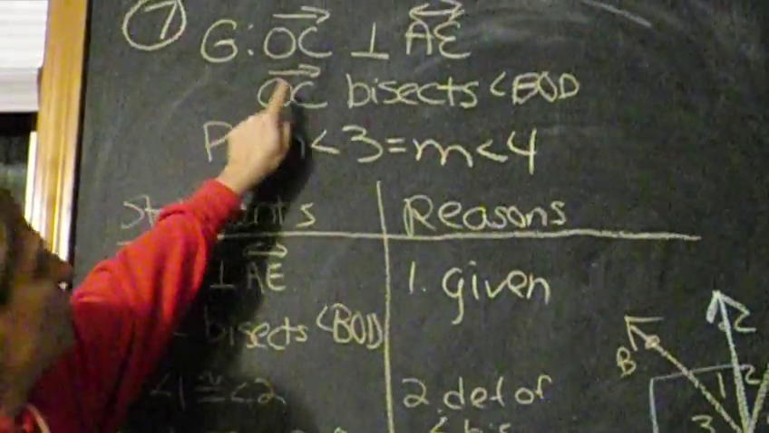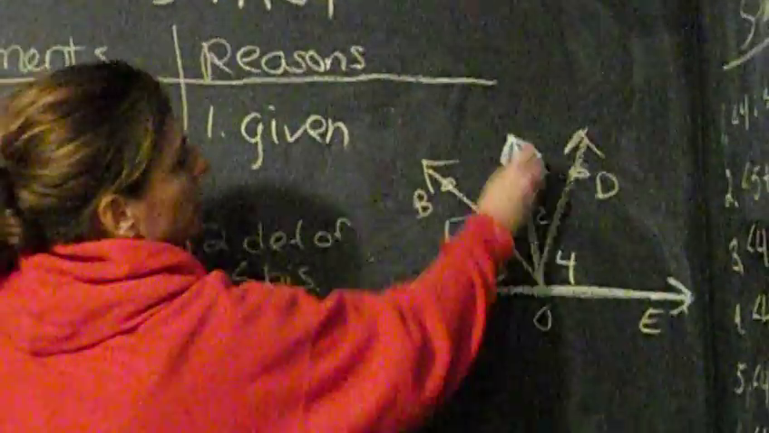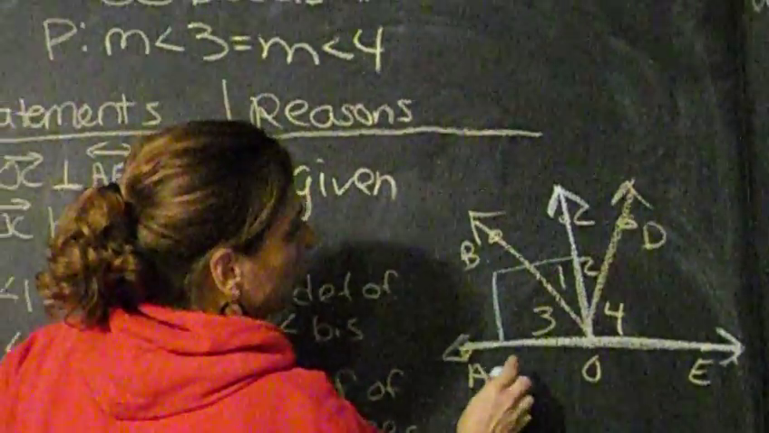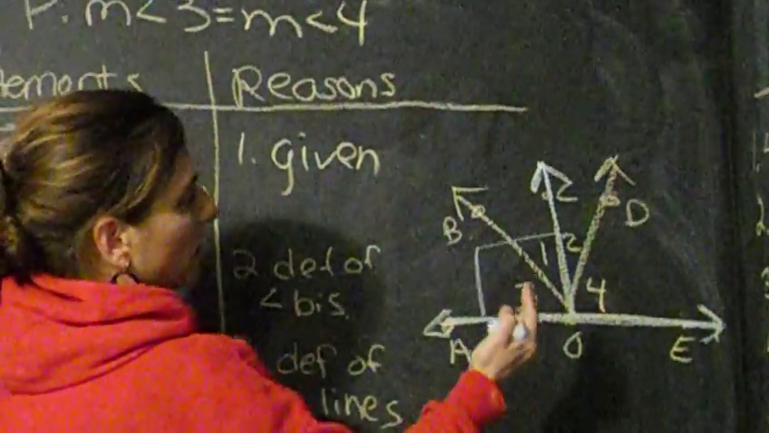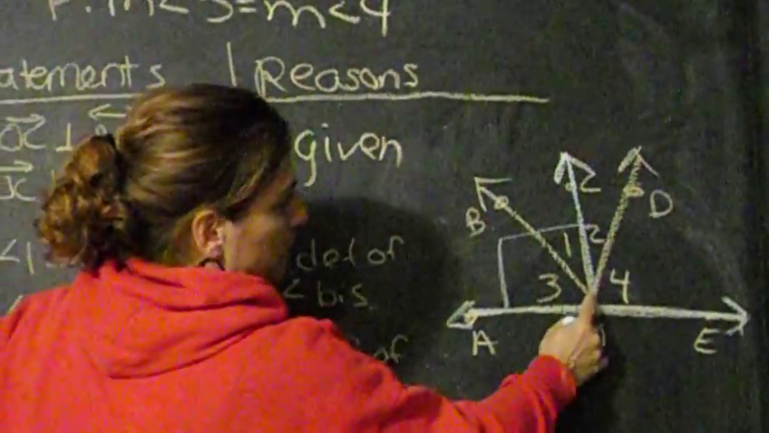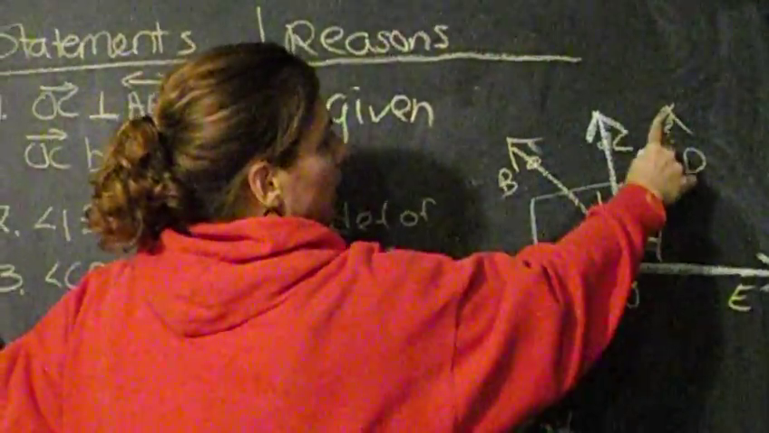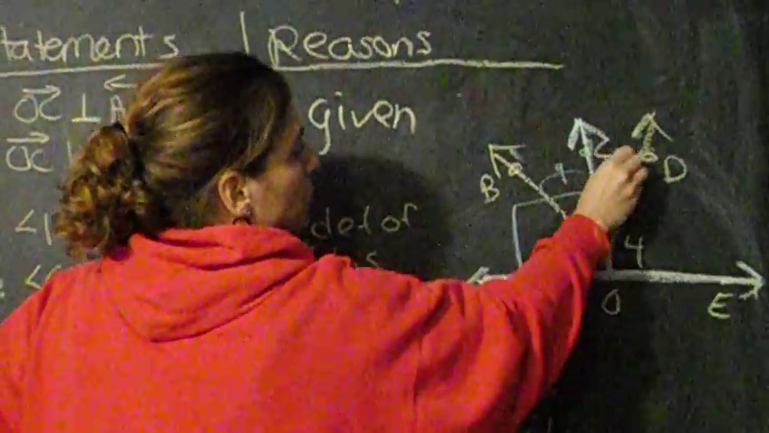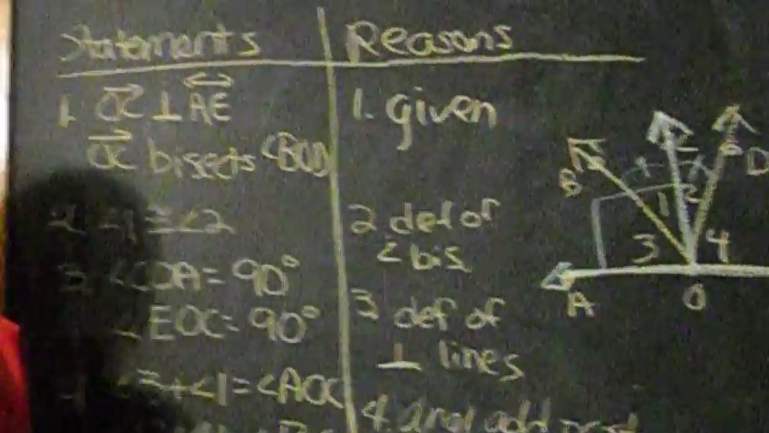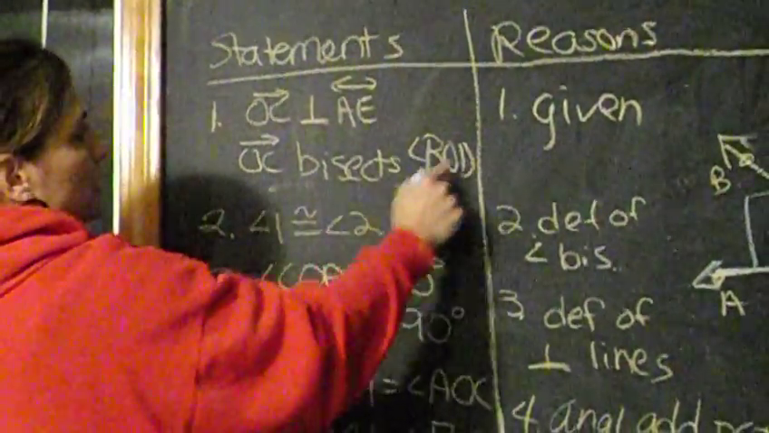It also says OC bisects BOD. If OC bisects BOD, what does that tell you? I think of the definition of an angle bisector. An angle bisector cuts an angle in half. That means 1 and 2 are going to be equal. Angle 1 and 2 are going to be congruent. So my first step is OC perpendicular to AE, OC bisects BOD, given.